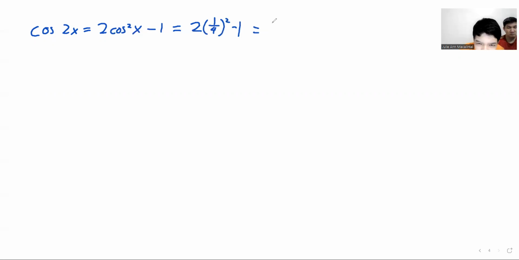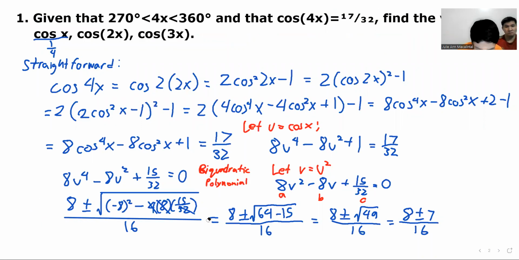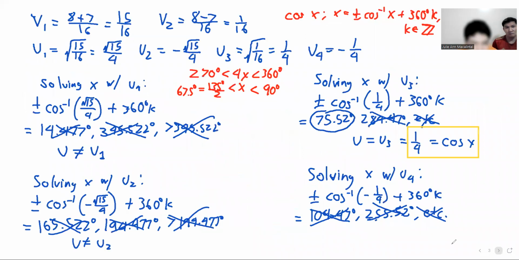So 1/4 squared, that's 2 times 1/16 minus 1, so that's 1/8. 1/8 minus 1 is equal to -7/8. We immediately found it. Yes. So, earlier again, cosine x. Now we just need one more. We just need cosine 3x.